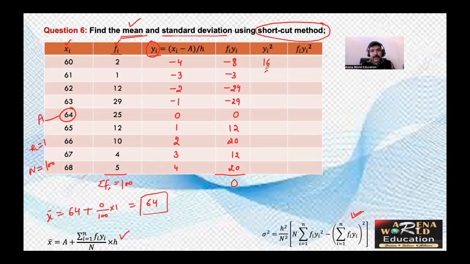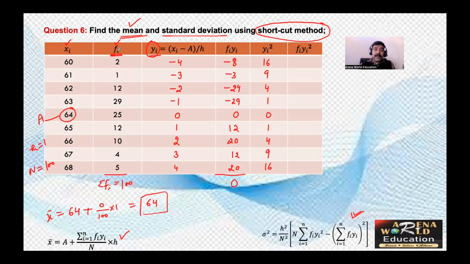Minus 3 square is 9. Minus 2 square is 4. Minus 1 square is 1. 0 will be as it is. 1 square is 1. 2 twos are 4. 3 threes are 9. And 4 fours are 16, right? In the next step, we need fi yi square.